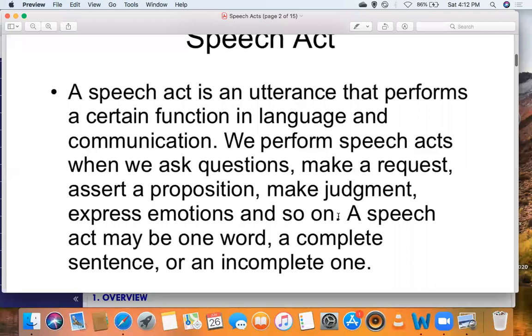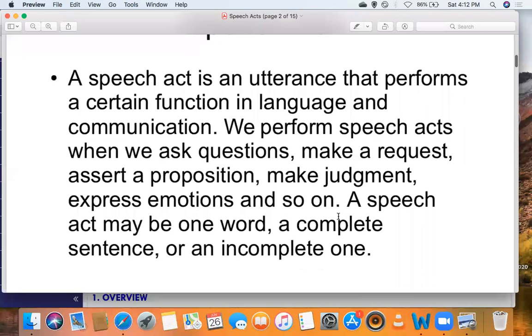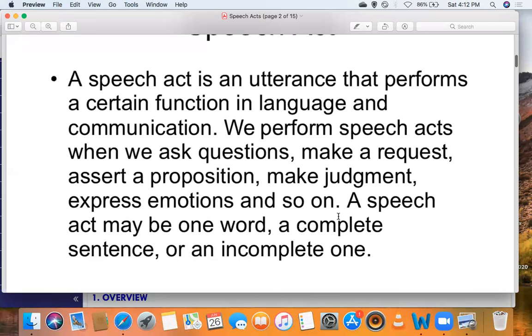A speech act may be one word, it may be a complete sentence, or it may be an incomplete sentence. So a speech act is literally any audible sound that emerges from between your lips. Even if you say, "that," that's a speech act. The question is, what is the function of the speech act?